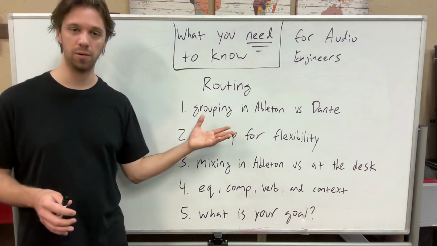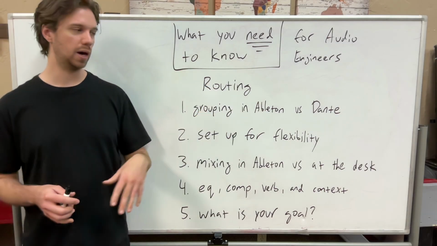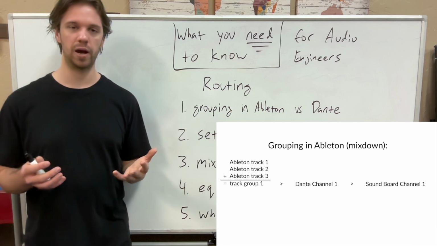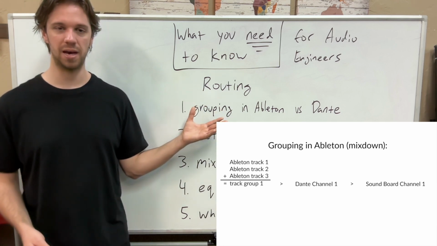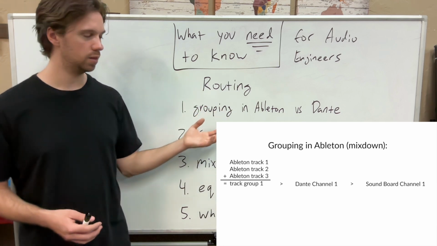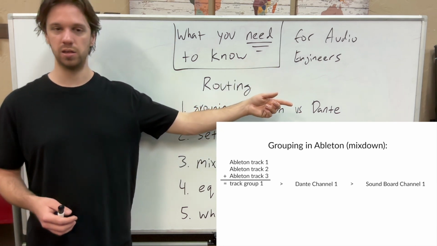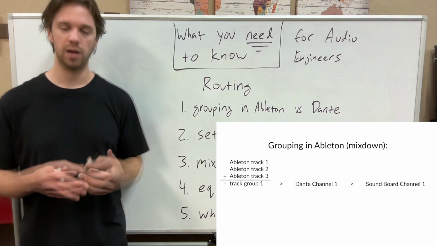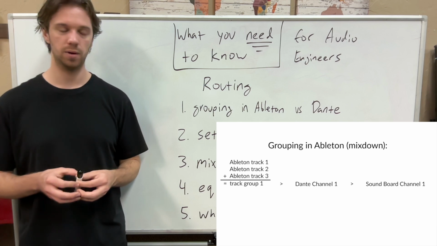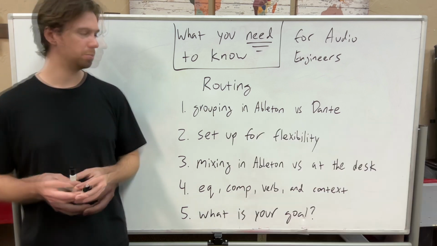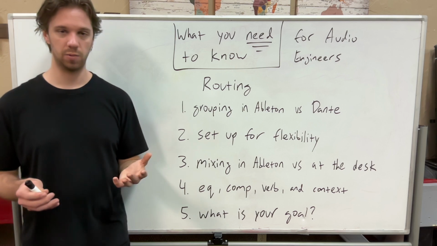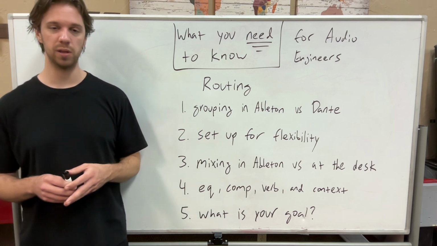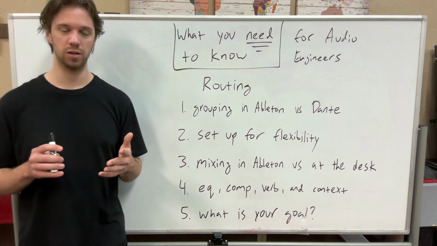We can mix them down in Ableton. So let's say we have 3 guitar tracks. We can mix those 3 guitar tracks down to a single audio track. They go down a single channel in Dante, and then it comes through as one channel on our soundboard at the desk. But we lose a little bit of flexibility there. We lose a little bit of control. We lose the ability to balance those guitars with each other.